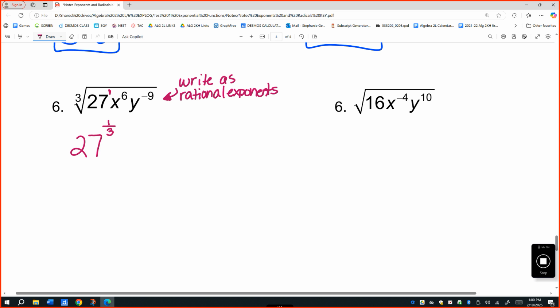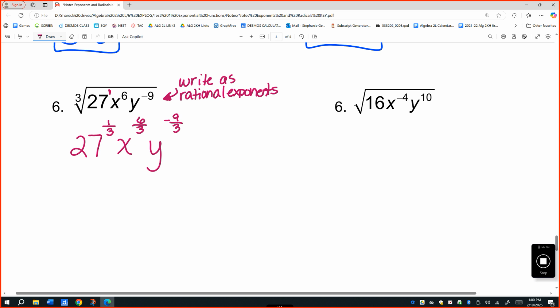And then I can go x to the 6/3 power, because 6 is the exponent, 3 is the type of root. And then I would have y to the -9/3 power. Okay? Everyone okay with where all of those fraction exponents came from? Top number is the power, bottom number is the type of root.